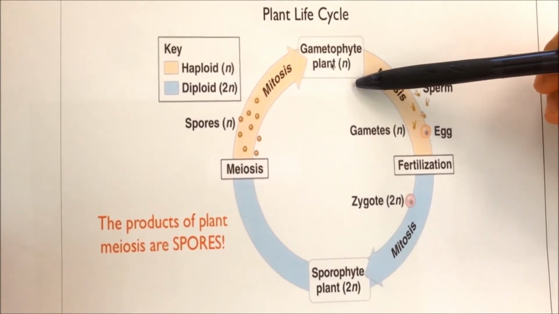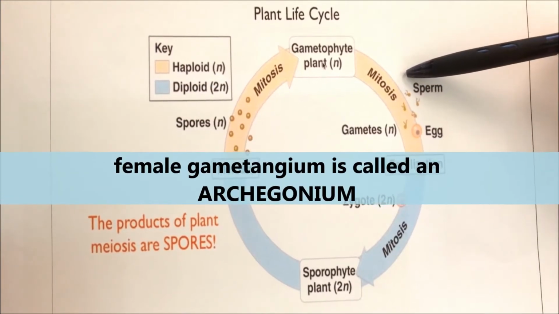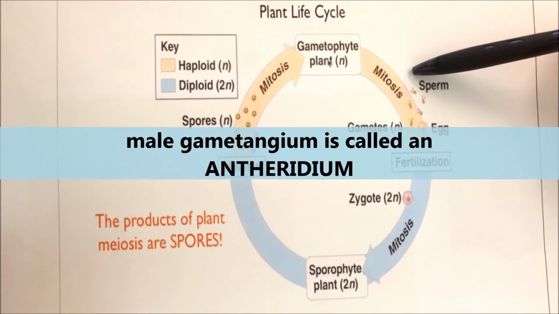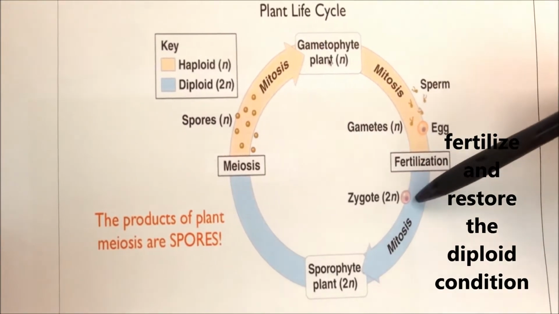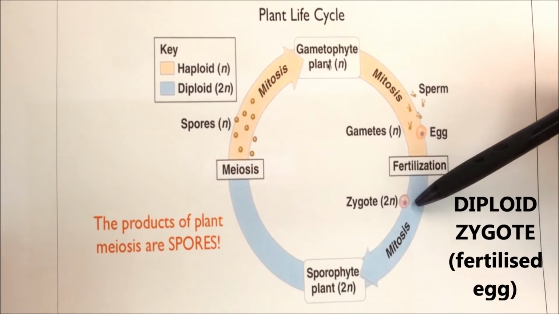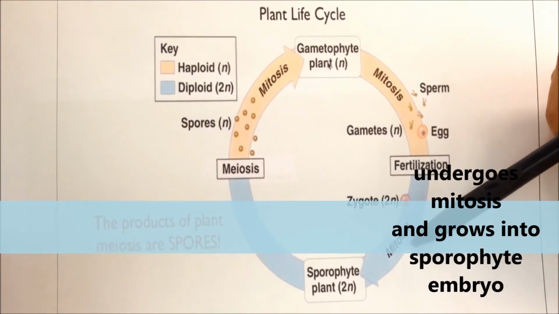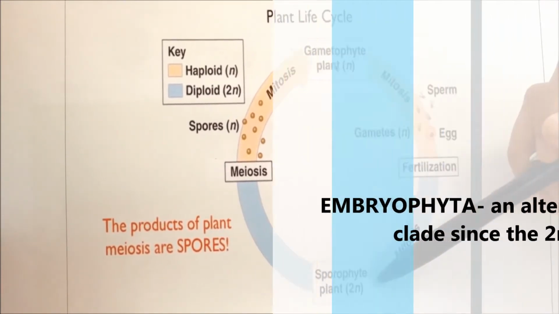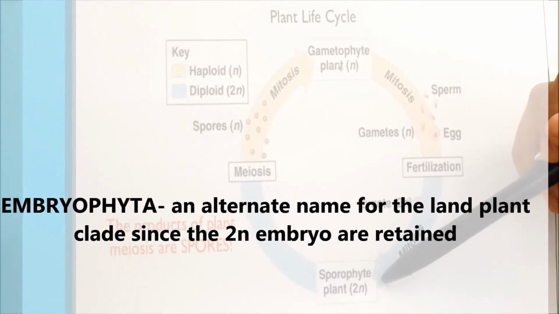This gametophyte will undergo mitosis and produce gametes. A female gametangium is called an archegonium, while a male gametangium is called an antheridium, which will fertilize and restore the diploid condition, which forms a diploid zygote. That diploid zygote, the fertilized egg, undergoes mitosis and grows into a sporophyte embryo, a 2N generation, or we call that an embryophyte, an alternate name for the land plants, since the 2N embryo is retained.